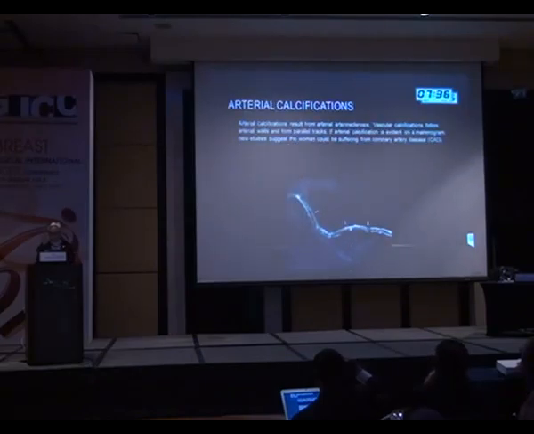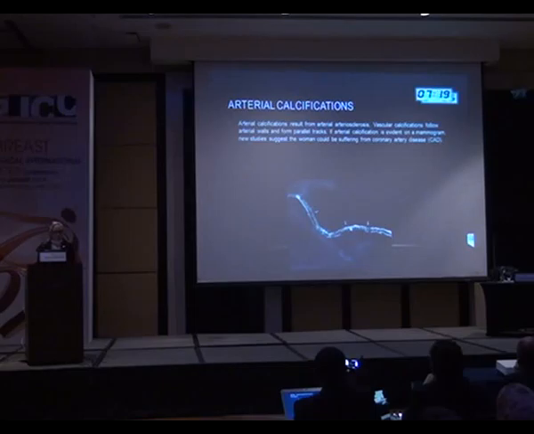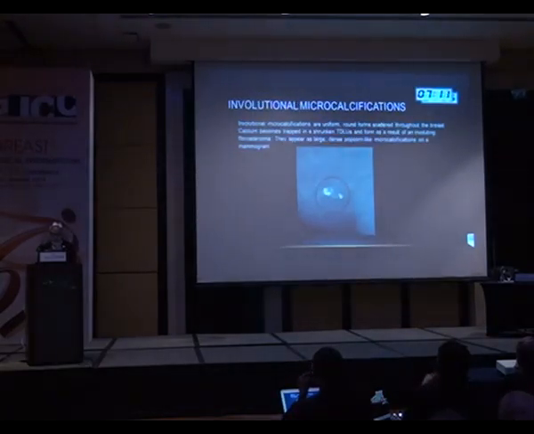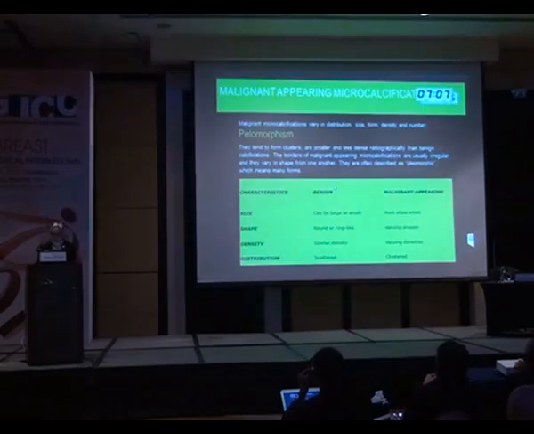Here is ceromatous vascular calcification, and it is important to know that if arterial calcification is evident on mammogram, new studies suggest that the woman could be suffering from coronary artery disease. And this presents the mammogram as a screening method not only for breast cancer but also for coronary artery cardiac risk. This is an example of secretory microcalcification, and this is an involuting fibroadenoma.